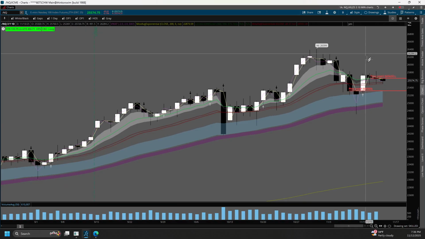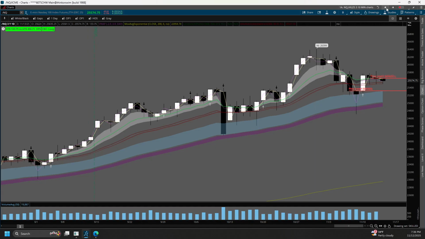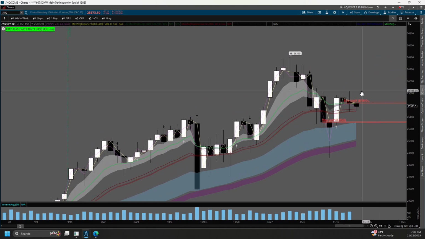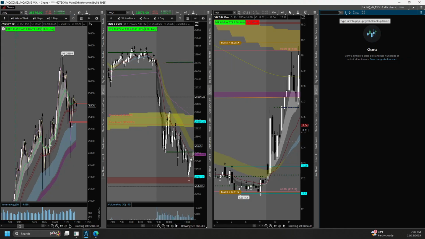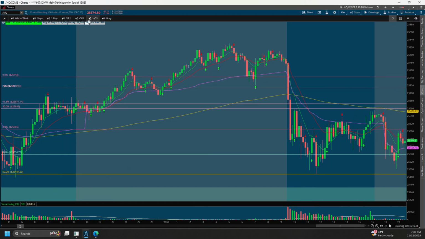How can I do this? I know I have a lot of EMAs and stuff here. I want to make this look clearer for a second. I'll just add another chart here. Do it this way.